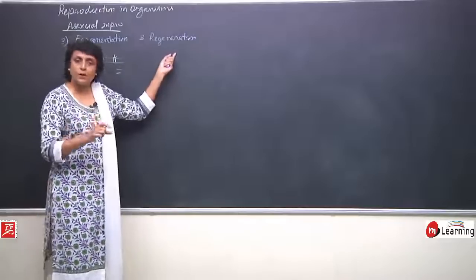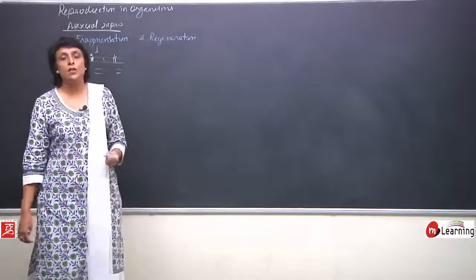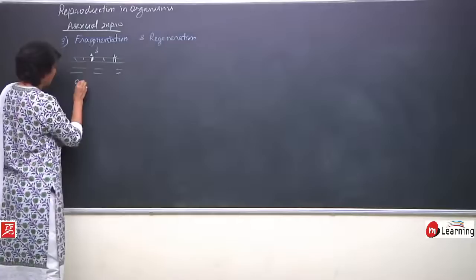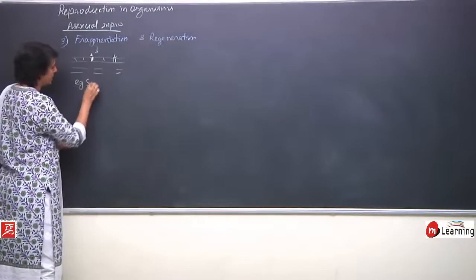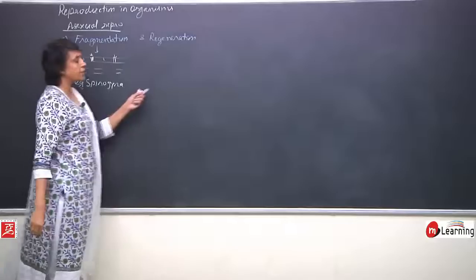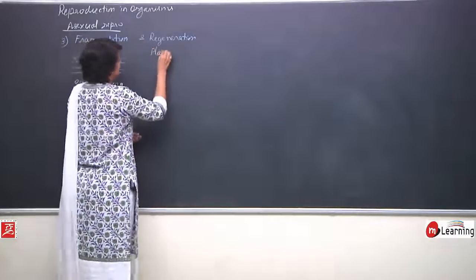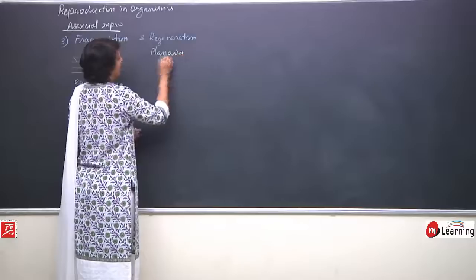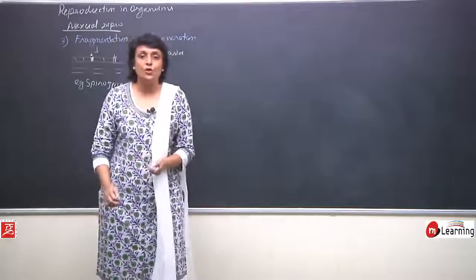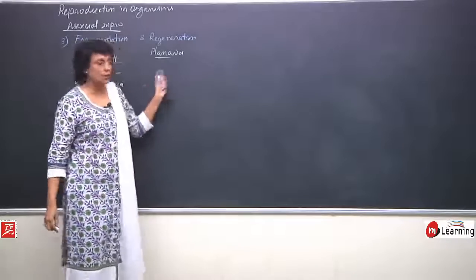Regeneration is also pretty much similar, but the term regeneration is normally used in the case of animals. For example, in the example of fragmentation, let us write Spirogyra, whereas in the case of regeneration we talk of animals like Planaria. Now the interesting thing about Planaria is that it can show binary fission and it can show regeneration also.